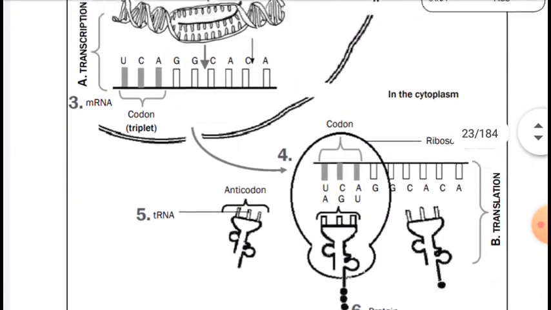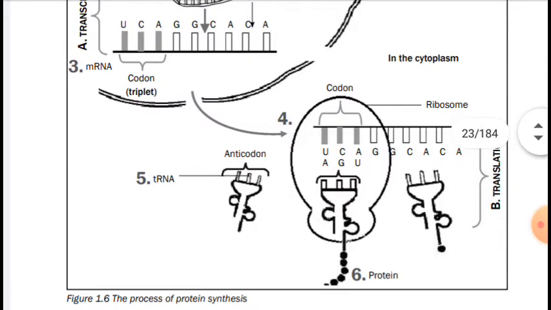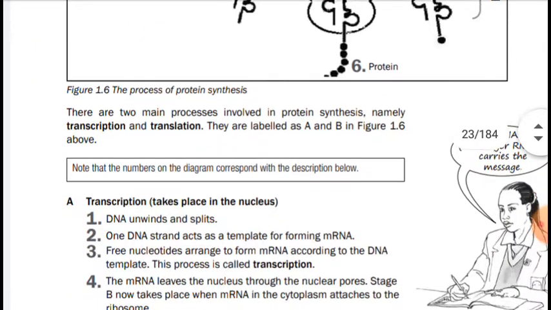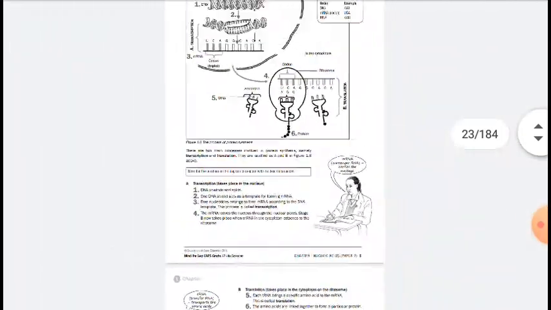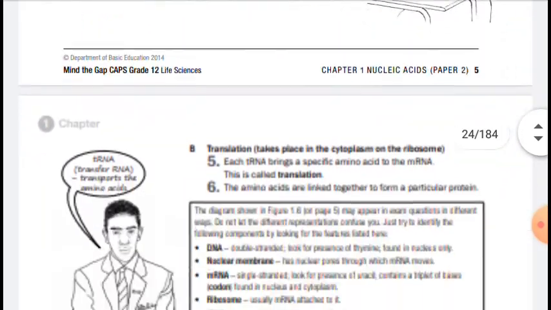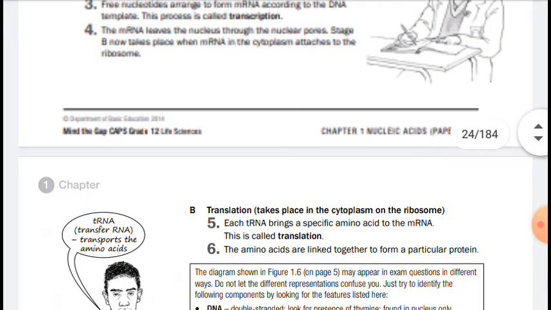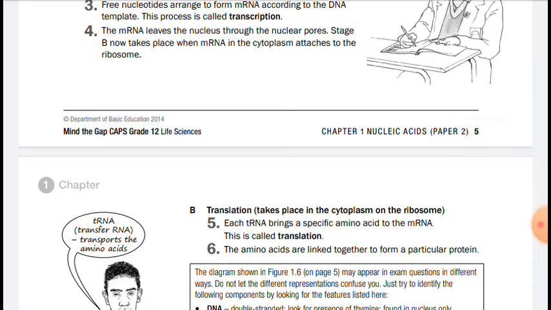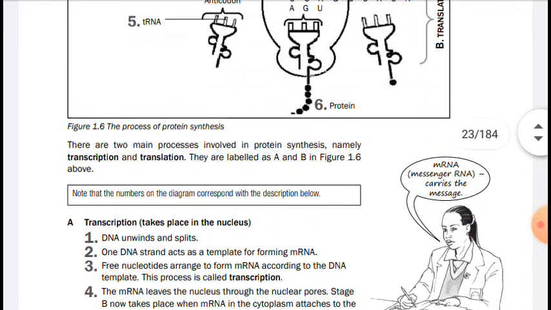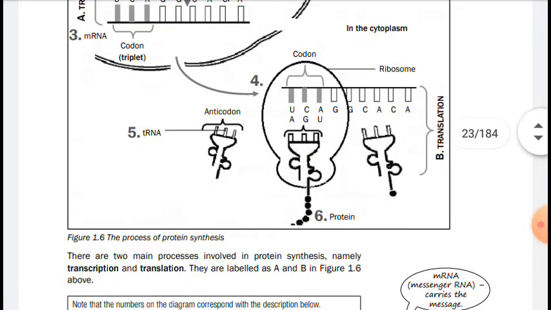As you can see, the mRNA is attached to the ribosomes, moving from the nucleus to the ribosomes. Translation takes place in the cytoplasm, on the ribosomes. That is where it is located. Each tRNA brings a specific amino acid to the mRNA. This is called translation. I think you can see it clear enough here.